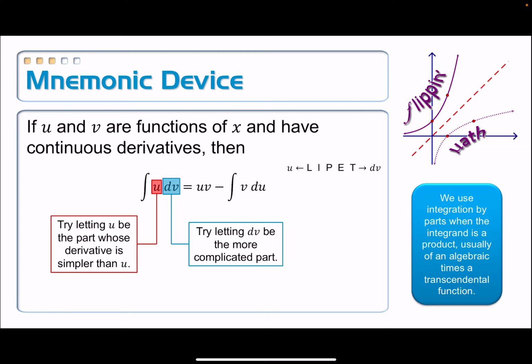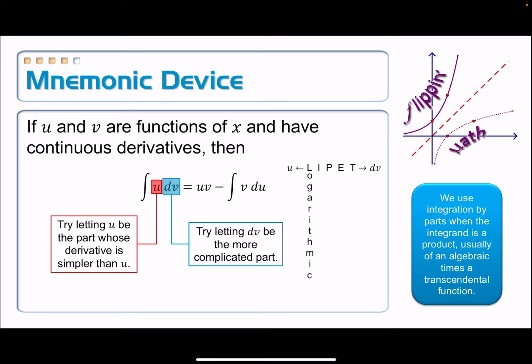It's called LIPET. On the left-hand side, you have your u, which corresponds to the u in your u dv. On the right-hand side, you have your dv, which of course corresponds to the dv in your original integral. The further to the left that you are in this little mnemonic device, you're going to choose that function to be your u. The further to the right you are in this LIPET thing, you're going to choose that portion to be your dv. Well, what do all of these letters stand for?